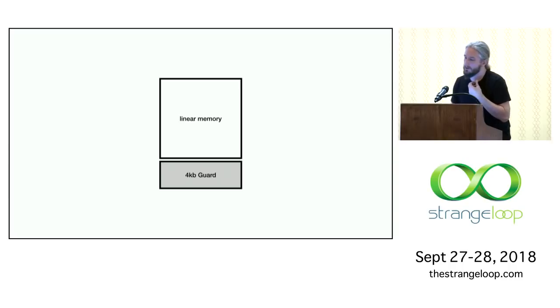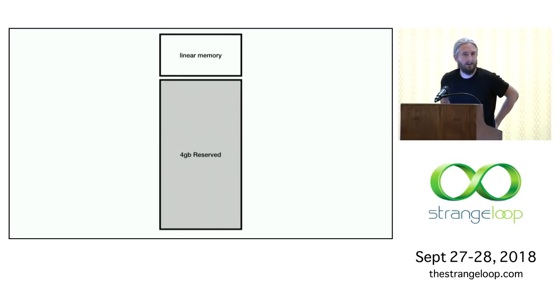Let's go one step further though. What if, instead of having a 4 kilobyte guard region, we had a 4 gigabyte guard region, which might seem crazy, but it turns out that computers have a lot of virtual memory space. So you could actually fit, I believe it's roughly 32,768 of these into a single process, even having guard regions that large. So what would that get us?